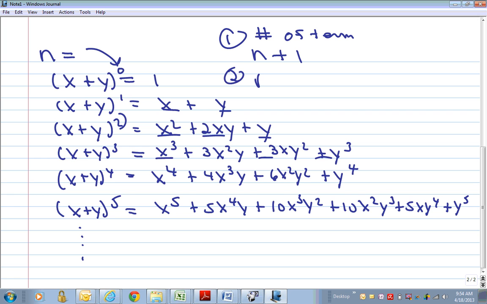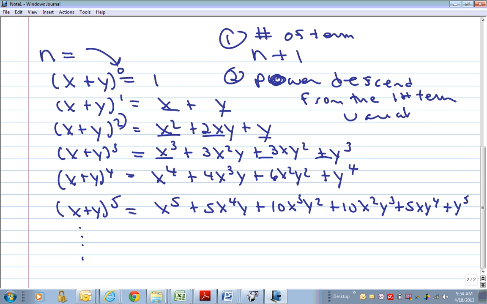So I'm going to say powers descend, D-E-S-C-E-N-D, I think. You know I don't spell well. The powers descend from the first term variable. I'm not sure that makes sense, so you may want to write those words and it makes sense for you. Now let's look at the second variable in our problem and what happens to those.